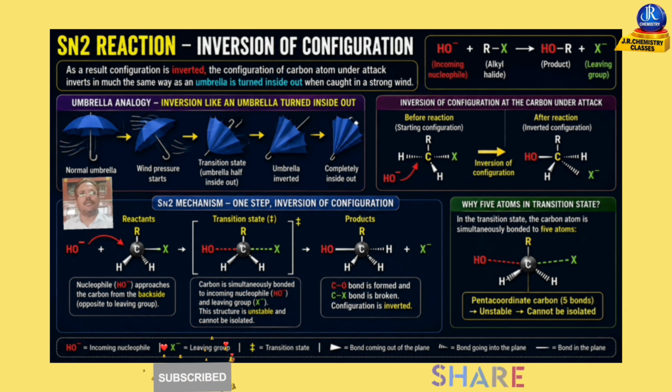In the transition state, the carbon atom is simultaneously bonded to the incoming nucleophile and the outgoing leaving group. Such structures are unstable and cannot be isolated. Thus, in the transition state, carbon is simultaneously bonded to 5 atoms.